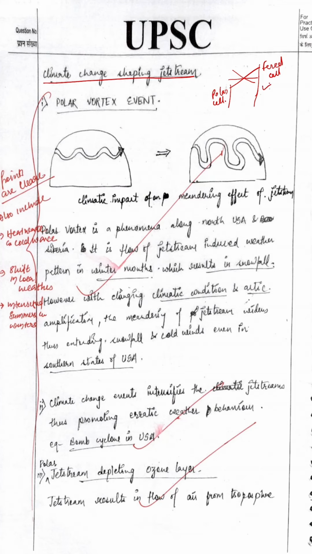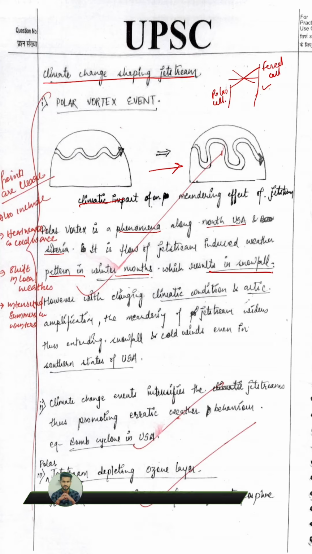So here we can see this jet stream is getting meandered. It is getting meandered because of the climate change. So this is provided here. Now, the polar vortex is a phenomenon along northern USA and Siberia, where the flow of jet streams introduces weather patterns in the winter months, which result in snowfall. So a direct explanation is being provided. So here the inclusion of the phenomena should also be taken up.